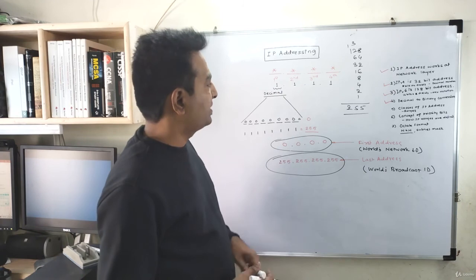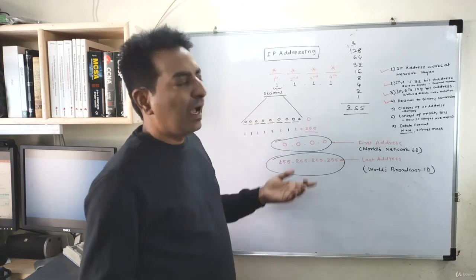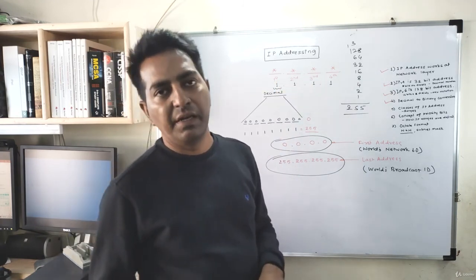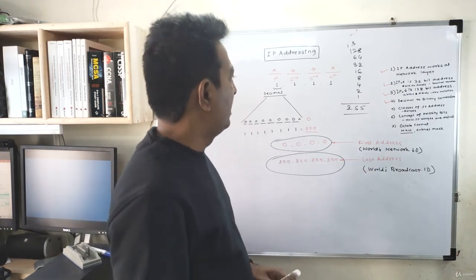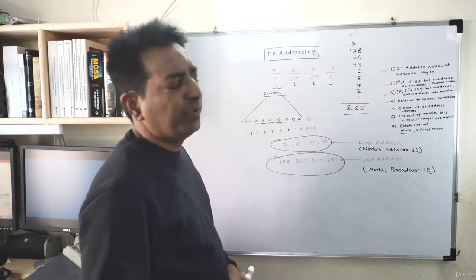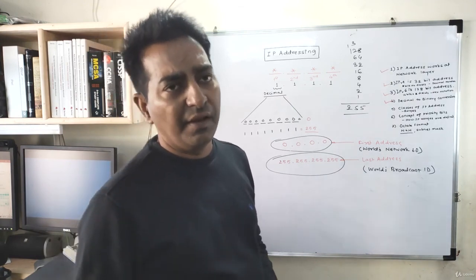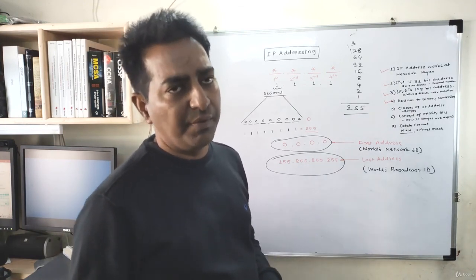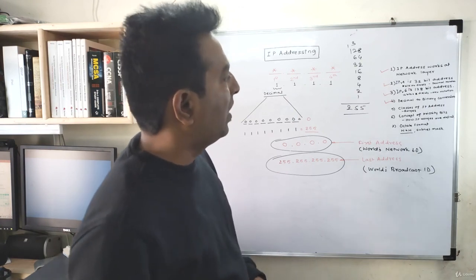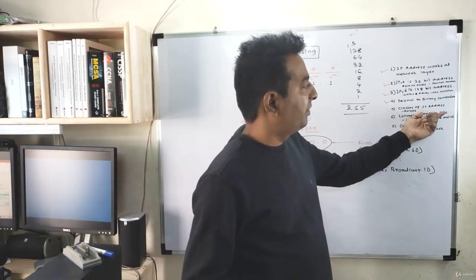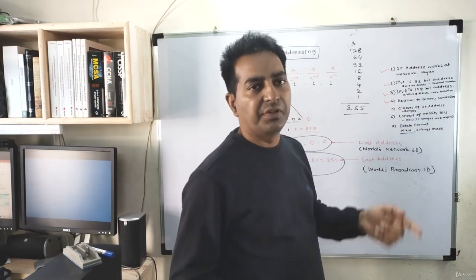So let's try to understand how different classes are created from this IP address. Okay, so I hope you understood the concept of IP address. Let us now try to see how different classes of IP address and their ranges are defined.